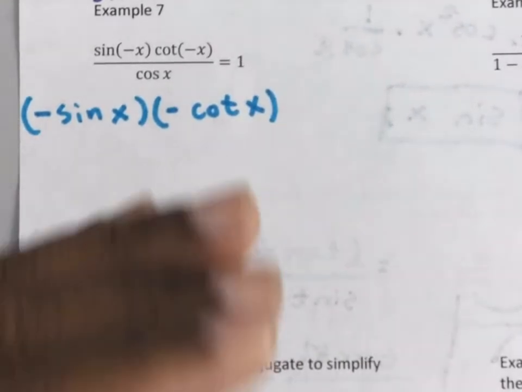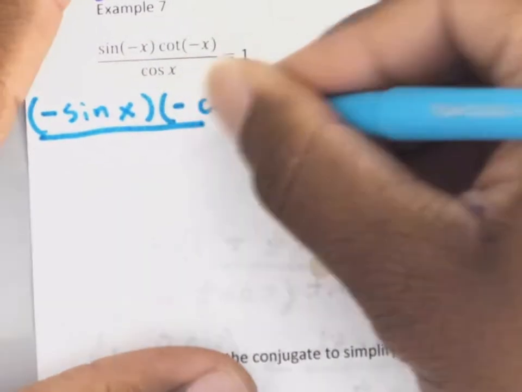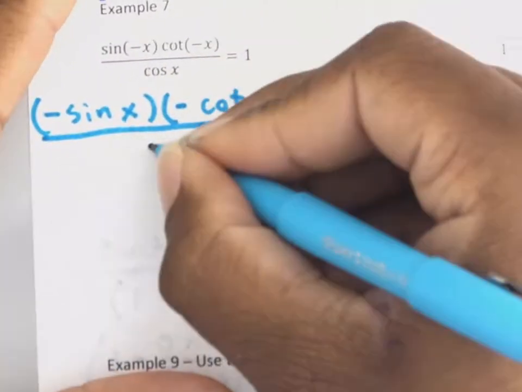If it was cosine, I can make it go away. If it was secant, the negative will go away. For all the other ones, I just make the whole function negative.